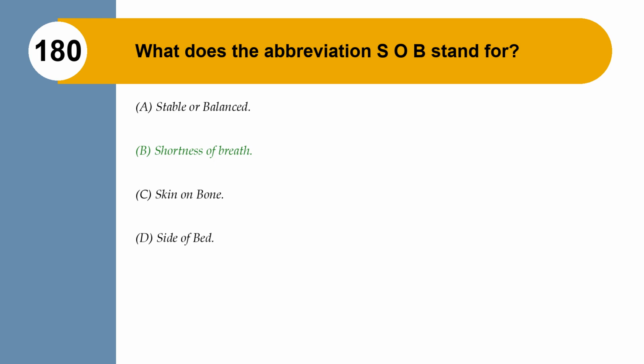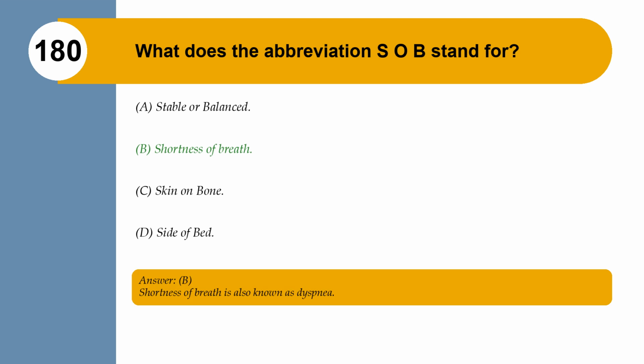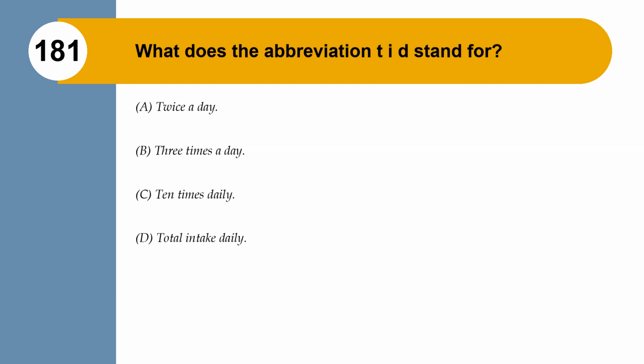The correct answer is option B, shortness of breath. Explanation. Shortness of breath is also known as dyspnea. Question 181. What does the abbreviation TID stand for? Option A, twice a day. Option B, 3 times a day. Option C, 10 times daily. Option D, total intake daily.